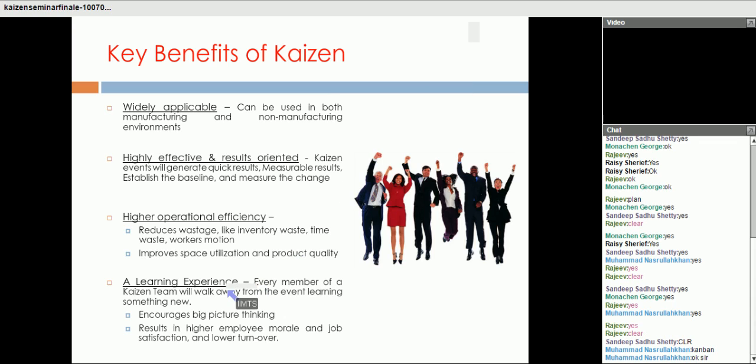A learning experience: every member of a Kaizen team will walk away from the event learning something new. Encourages big picture thinking, results in higher employee morale and job satisfaction and lower turnover.